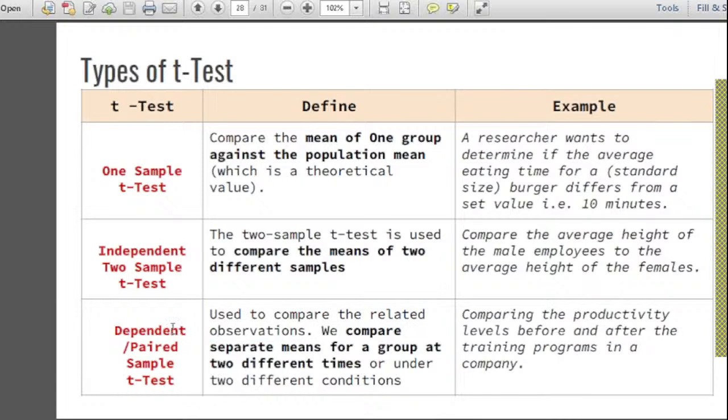Now this is a very different type of t-test wherein we compare separate means of a group at two different times or under two different conditions. For example, in that open air gym example, right?